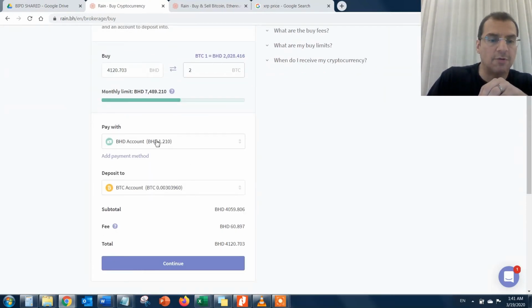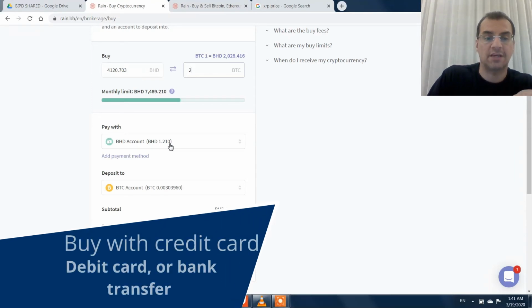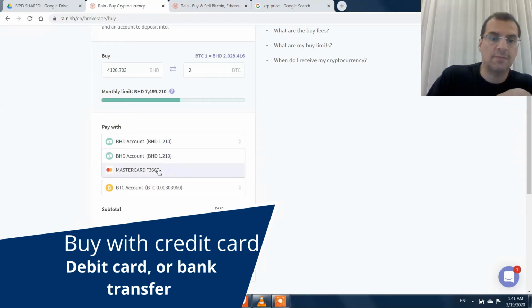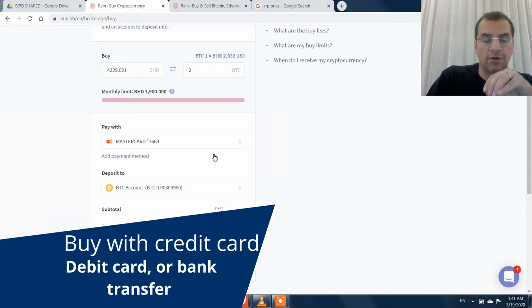Now here you have the payment options. You want to be able to pay with my BHD amount. Obviously I can't because I don't have sufficient funds in my account. If I want to, I have to go and deposit more funds into the account, or you can actually purchase with a MasterCard. Now keep in mind, a MasterCard, which is a credit card, has much higher transaction fees, right? So here it gives you the total.